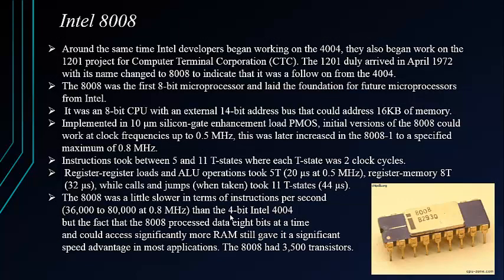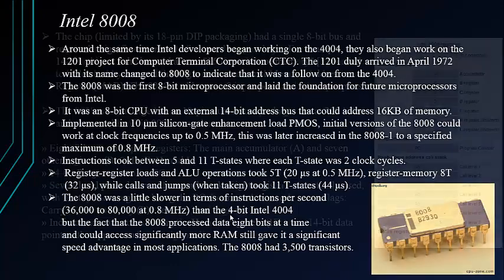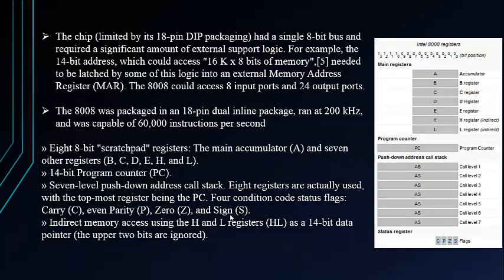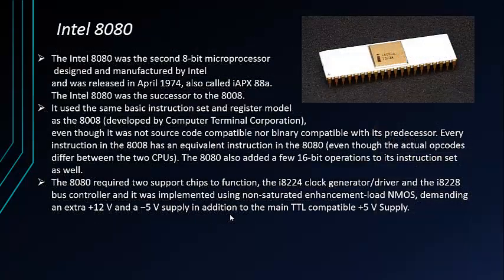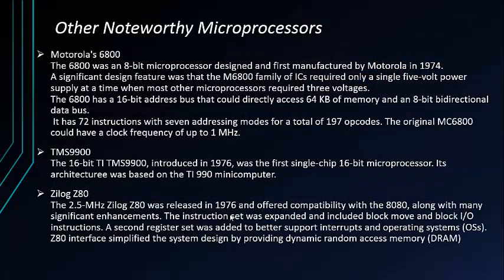The 8008 was the first 8-bit microprocessor and laid the foundation for future microprocessors. From Intel, it was an 8-bit CPU with an external 14-bit address bus that could address 16 kilobytes of memory. The Intel 8080 was the second 8-bit microprocessor designed and manufactured by Intel and used the same basic instruction set and register model as the 8008, adding a few 16-bit operations to its instruction set. But it was neither source code compatible nor binary compatible with its predecessor.